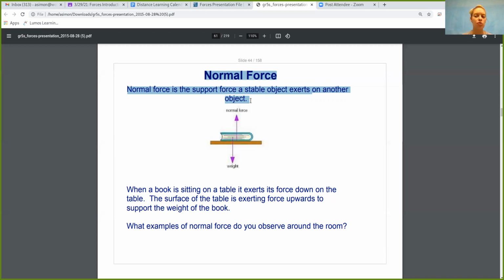So we can't really see force, because we can't see it or touch it, all right? But it's happening kind of all around us. Any objects that are sitting on tables are going to be an example of a normal force. You sitting in your chair, you're exerting force down on your chair. Your chair is supporting your weight upwards, so you have a normal force. So again, normal force is the support force a stable object exerts on another object.